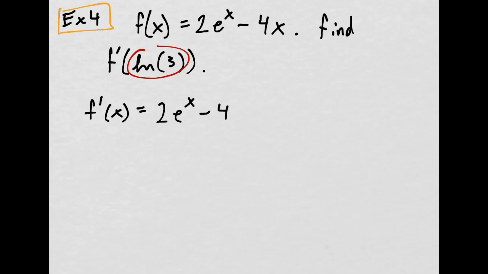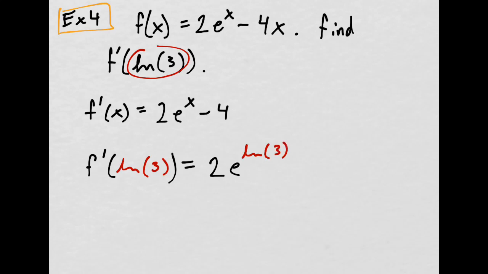Okay, that's very nice. And then we plug in the natural log of 3. So f prime of the natural log of 3, ln of 3. So the derivative, when you plug it in, you get 2e to the natural log of 3, minus 4. Yeah, that's right.